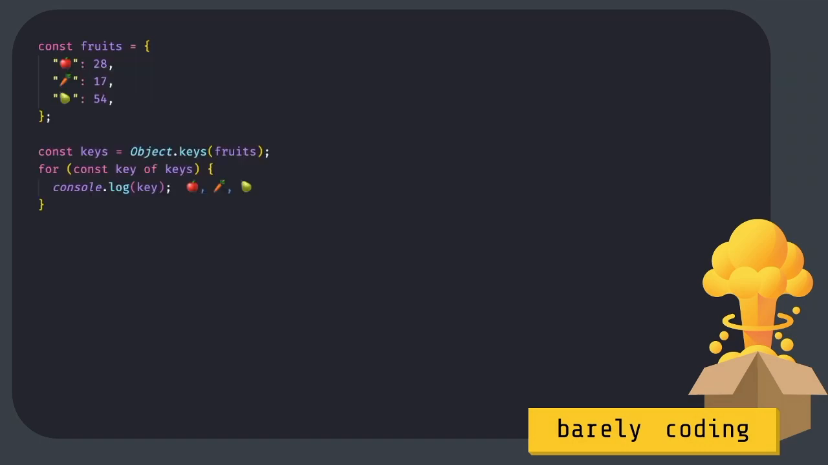Don't use the for-in loop since it has some unwanted quirks. Instead, rely on the for-of loop. Here is one way to loop through an object using the for-of.